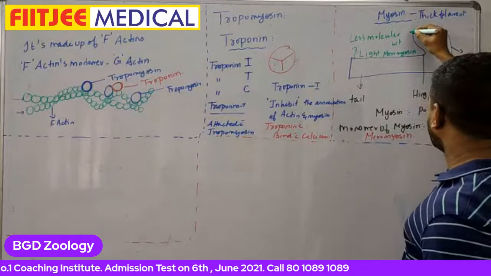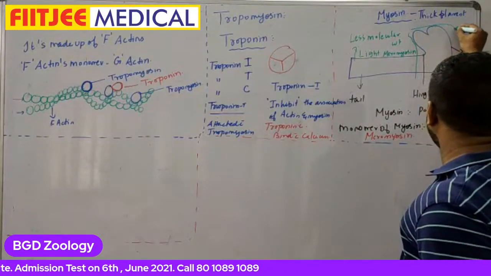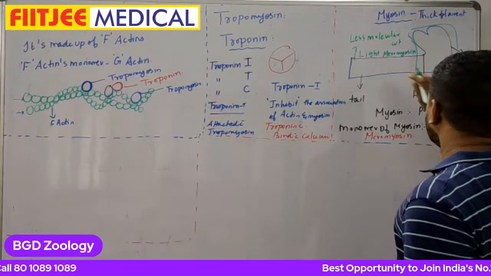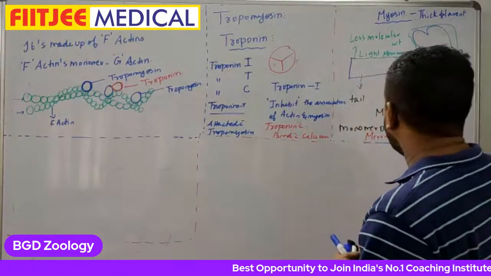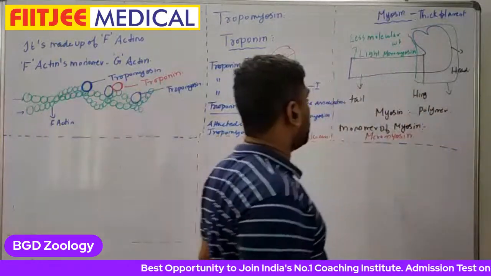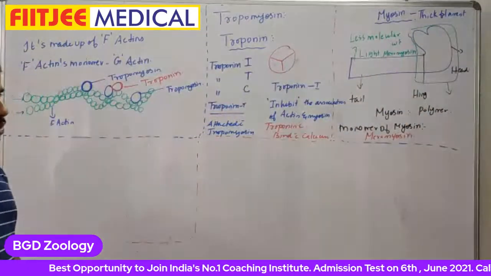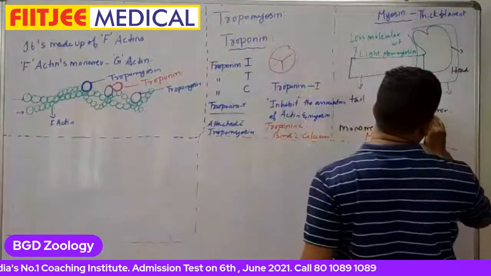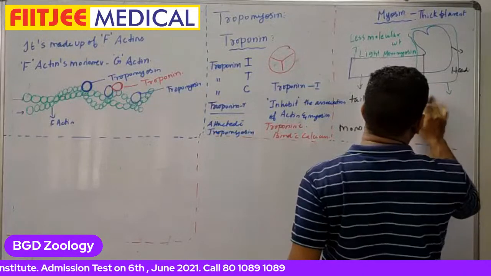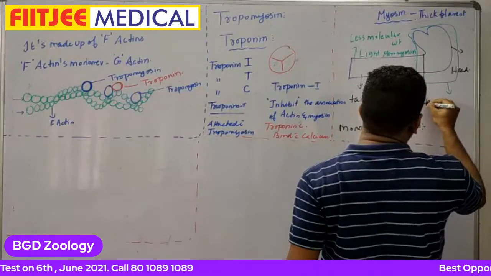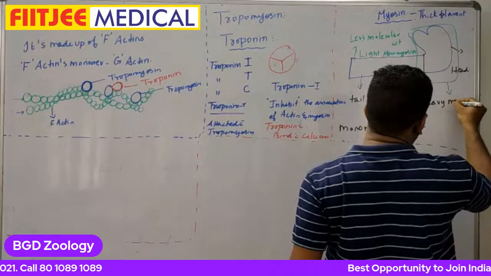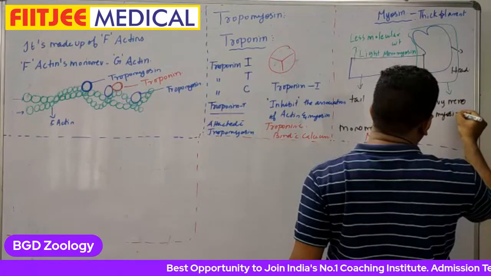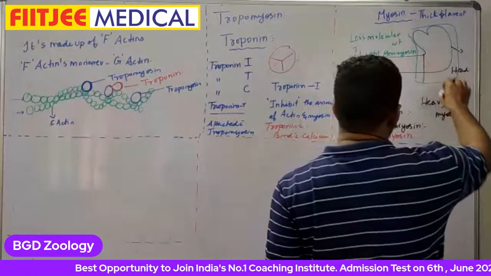But the head part, the head plus hinge part, you consider, they contain meromyosins whose density is more, and their molecular weight is more. So generally you call them heavy meromyosin. So light meromyosin and heavy meromyosin.